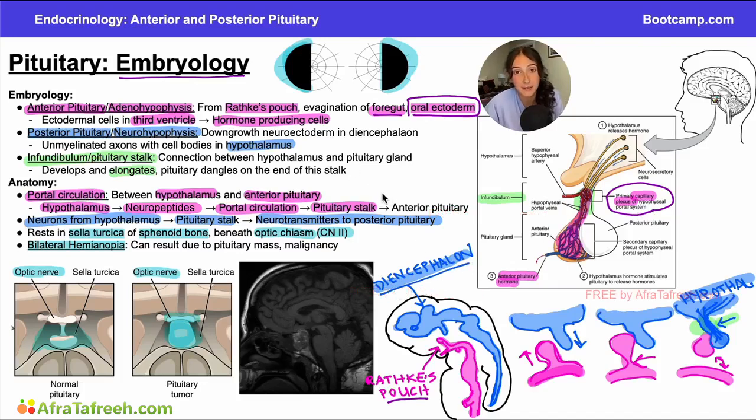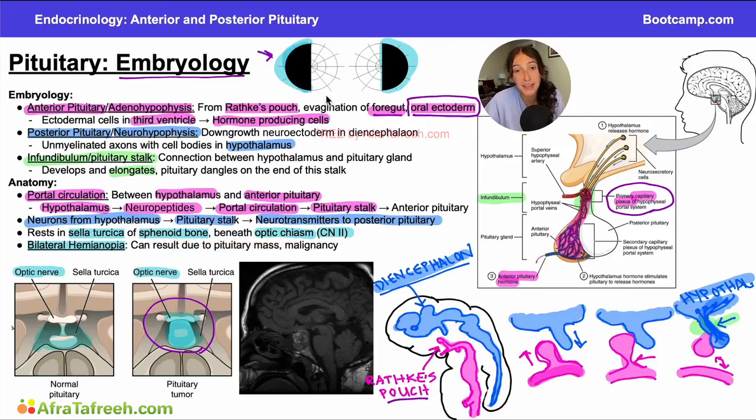Because it arises from the diencephalon, the same structure that our hypothalamus is going to arise from, it is going to be really easy for these two to communicate through this nervous system, where the bodies of these unmyelinated axons are going to live in the hypothalamus, and then the unmyelinated axons are going to go through the pituitary stalk to deliver their contents directly into the posterior pituitary. Remember that our pituitary gland rests in the sella turcica, so if it gets too big, it can squish on our optic chiasm and create that very specific visual deficit called a bilateral hemianopsia or hemianopia, and that is going to present with loss of peripheral vision and should immediately key you in to think about a pituitary problem.